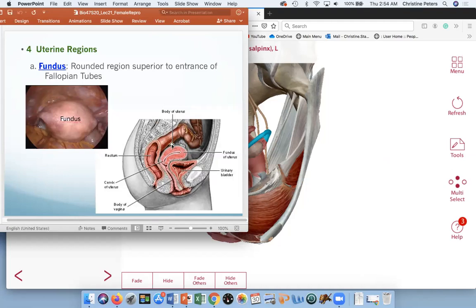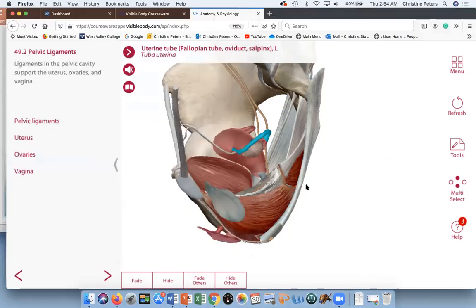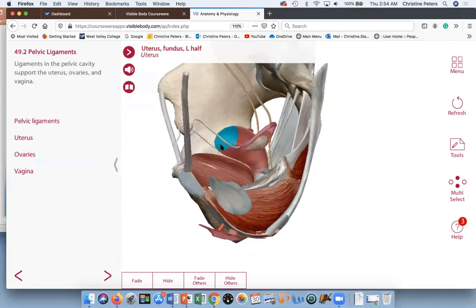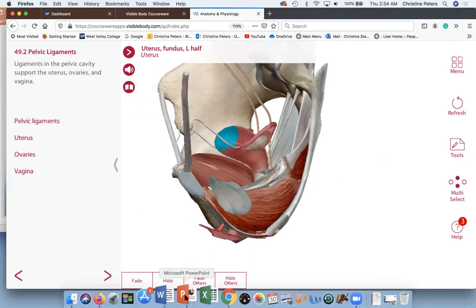If we look at this image here, the fundus is this sort of rounded superior edge above where the fallopian tubes come in. And if I look here, this would be the fundus. You can see the fallopian tubes right here. So they're highlighting that section above where the fallopian tube comes in.